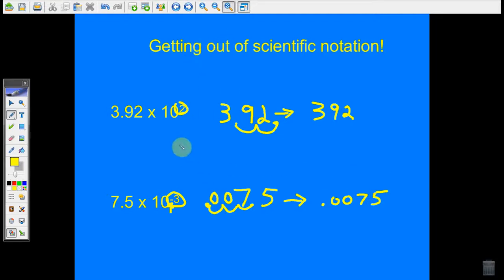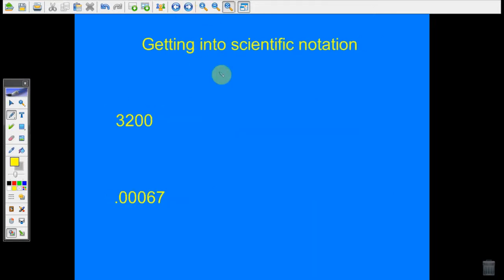Let's go ahead and practice getting into scientific notation. The first thing we are going to do is look at where the decimal currently is. Now in our first number, 3,200, there is not a decimal that is written. But if we were to write a decimal, we would put it right behind this last 0. Now all we have to do is move this decimal until we get it to a place where the number is between 1 and 10, and count how many moves the decimal makes.